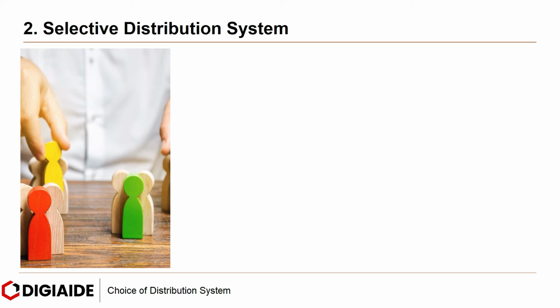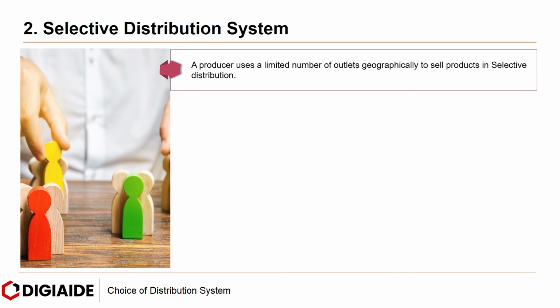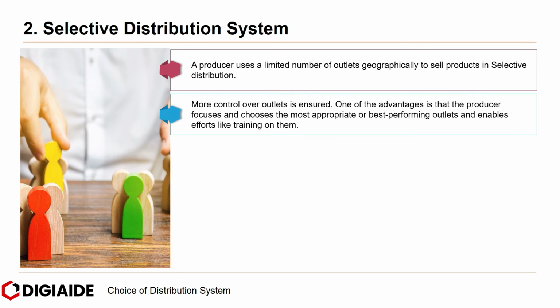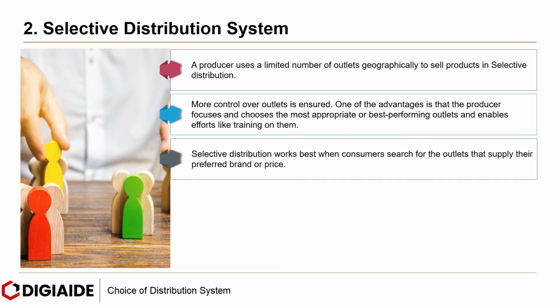Moving to the next system, selective distribution system. A producer uses a limited number of outlets geographically to sell products in selective distribution. More control over outlets is ensured. One of the advantages is that the producer focuses and chooses the most appropriate or best performing outlets and enables efforts like training on them. Selective distribution works best when consumers search for the outlets that supply their preferred brand or price.